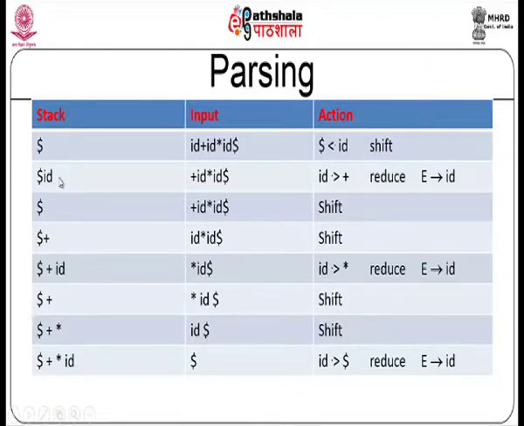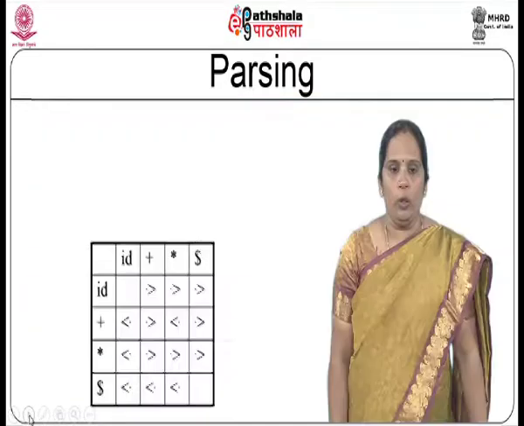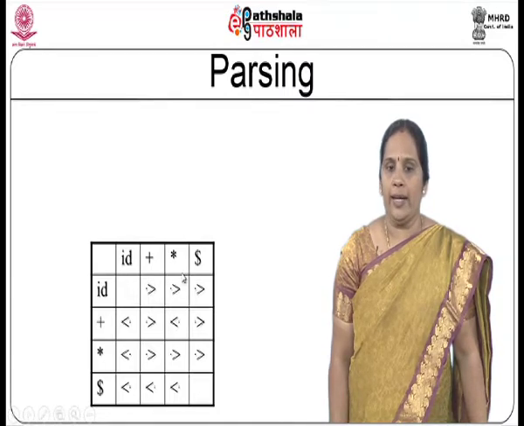Reduce means what here? I have to pop while a greater than relationship holds. Once I have a less than precedence relation between the stack symbol and the input symbol, I have to stop popping. So, again dollar and plus, it is a shift action. I shift. Plus and ID, it is a shift action. I shift. And then ID and star: ID has greater precedence than star, therefore I reduce.